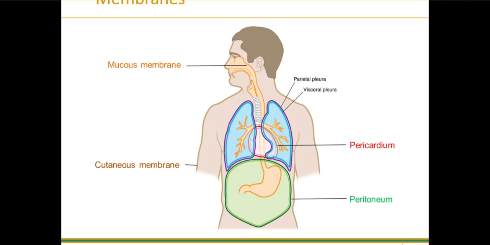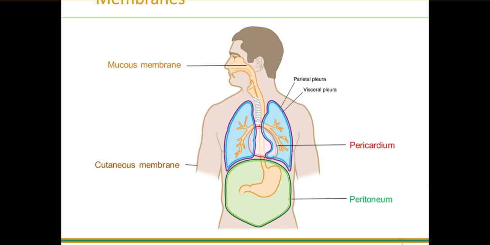The last section we have is membranes. Membranes are thin sheets of tissues. What these do is they line certain parts of the body. They line body cavities, they also cover body surfaces, and they separate organs. Some membranes also secrete a lubrication, and this results in less friction and movement.